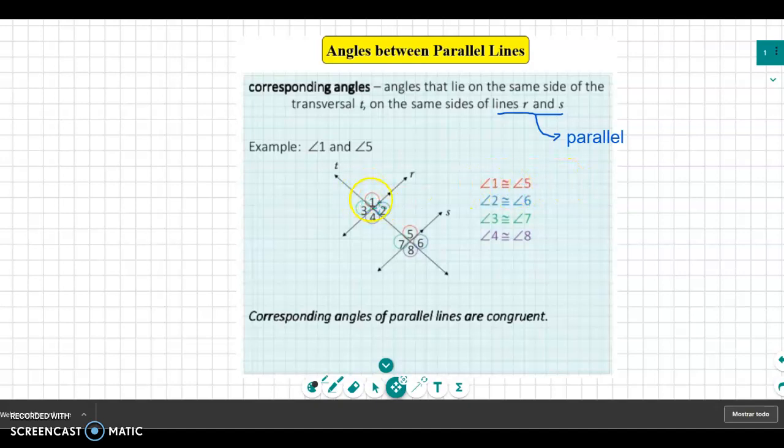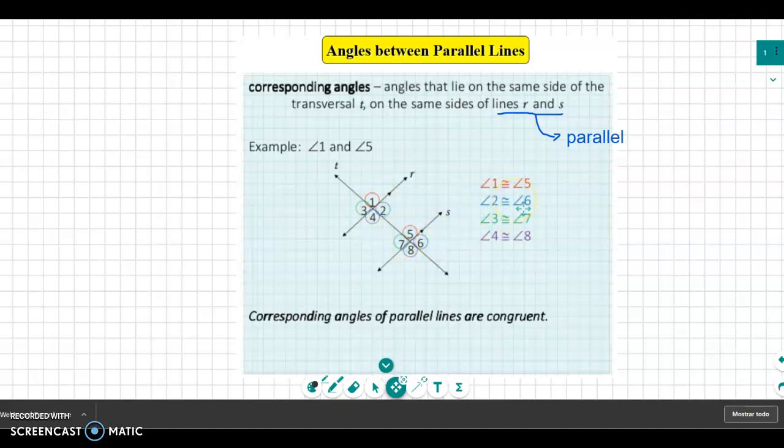Imagine that angle 1 is 110 degrees, so angle 5 is also 110. On the other hand, we have other corresponding angles like angle 2, which is below the parallel line R. So angle 2 equals angle 6, and they have the same measure. For example, if angle 2 is 60 degrees, angle 6 will also be 60 degrees.